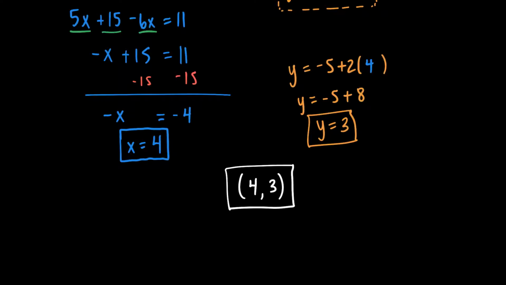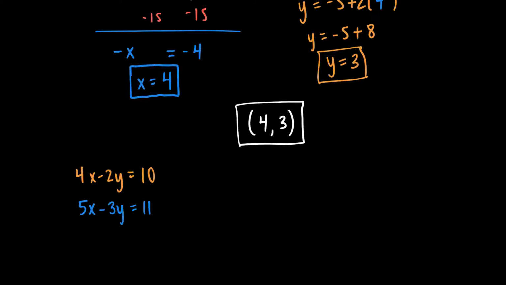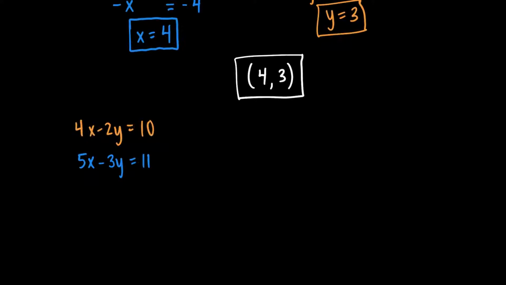And don't forget to check your answers. So let me go up and copy the original and I'll bring it down. Okay, so these were the original equations. So we had 4x minus 2y was equal to 10, and 5x minus 3y was equal to 11. So let's just plug these in, make sure they work. So we're going to say that 4 times x, which in this case x is 4, and again I'm just pulling from here. This is the x value, this is the y value. Minus 2 times y, where we know y was 3, is supposedly equal to 10.